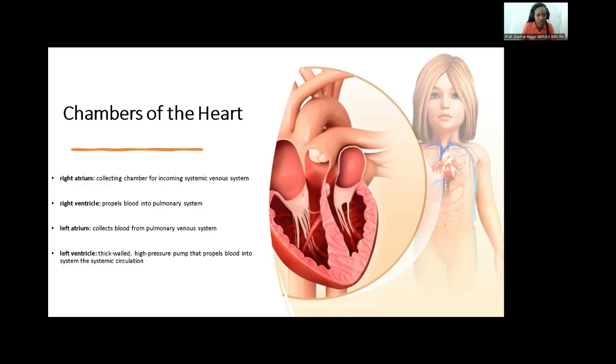All right, so we just covered layers of the heart. So now let's cover chambers of the heart. There are 4 chambers, 2 right and 2 left. So there are 2 atriums, a right atrium and a left atrium.